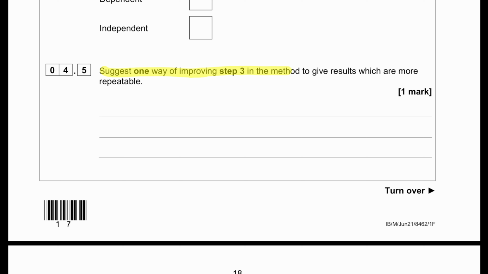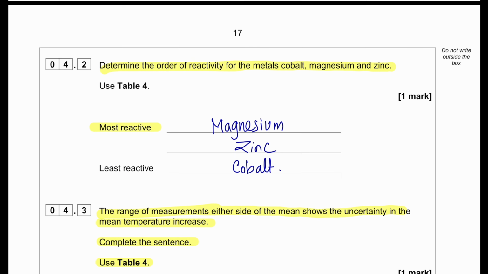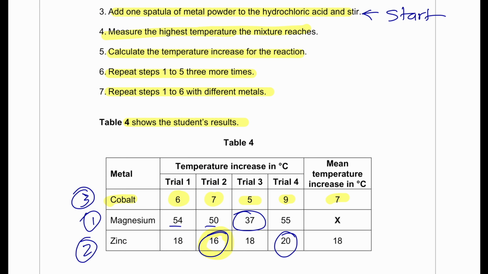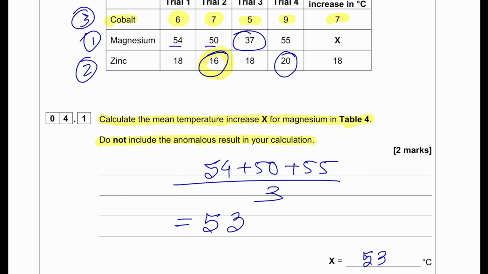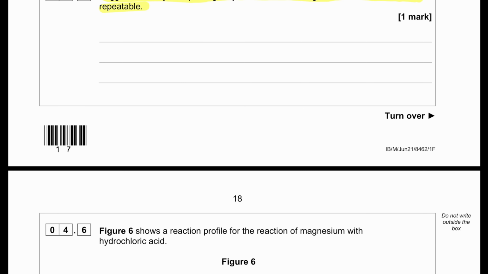Suggest one way of improving step 3 in the method to give results which are more repeatable. Let's see step 3 first: add 1 spatula of metal powder to the hydrochloric acid and stir. So basically using either the same mass of the metal or using the same number of moles of the metal should be a better process and more repeatable. So same mass.